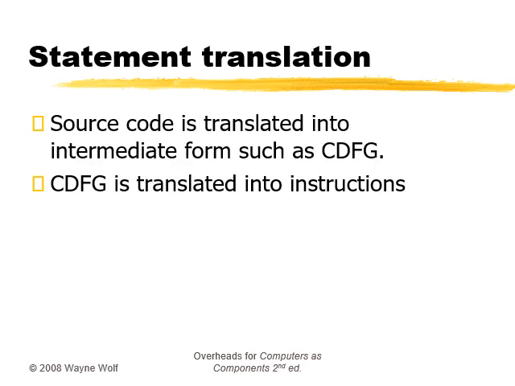So in statement translation, source code, that is your code, is translated into an intermediate form such as a CDFG. So you convert your statements into control data flow graphs that we have already seen. The CDFG is translated into instructions. Then we translate the CDFG into instructions.